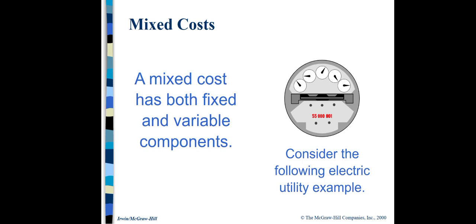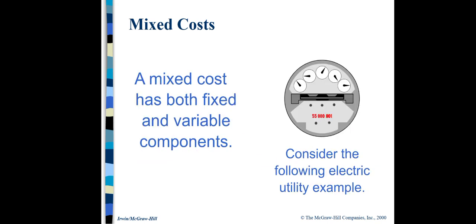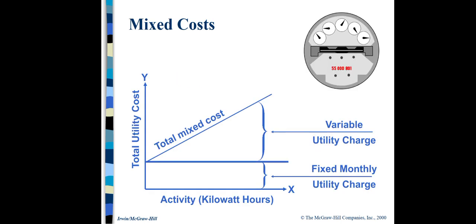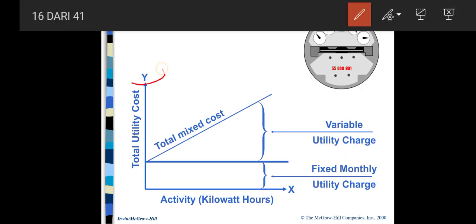Okay, next, the mixed cost. A mixed cost has both fixed and variable components. Consider the following electric utility example. Okay, this is the example. Jadi mixed cost itu adalah perpaduan antara karakteristik fixed dan variable cost. Nah, contohnya adalah misalnya biaya listrik nih, biaya listrik dari utility atau mesin. The Y is total utility cost, and X activity by kilowatt hours. Cost driven ini ya, cost driven.